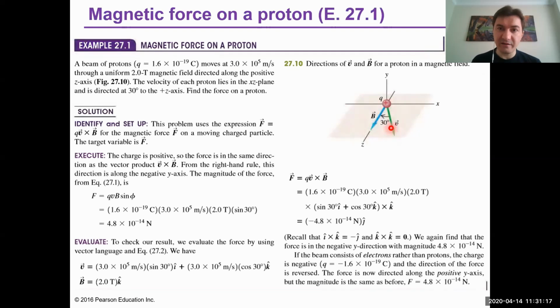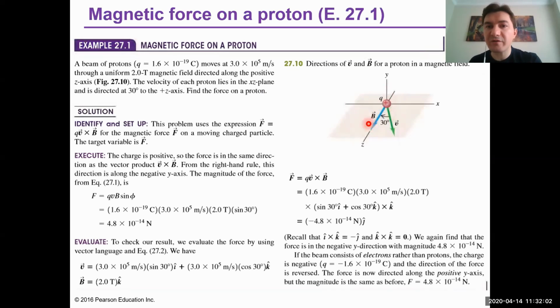This is the x-axis, this is the y-axis, and here we have the z-axis. So this is the proton beam, positively charged, and this is the velocity of the proton beam. This is the magnetic field along the z-axis. The velocity of each proton lies in the xz plane. This is the xz plane, and the proton beam is going in that direction, in the xz plane. And it is directed at 30 degrees to the positive z-axis. So you can see that there are 30 degrees between V and B. Find the force on a proton.